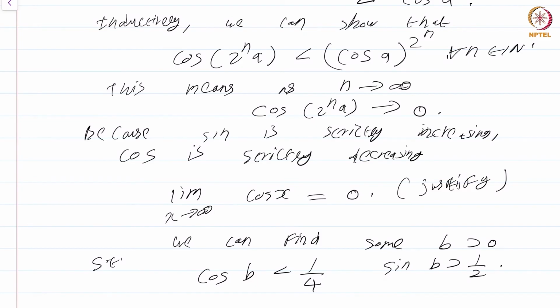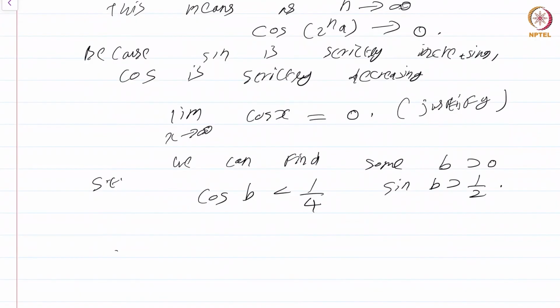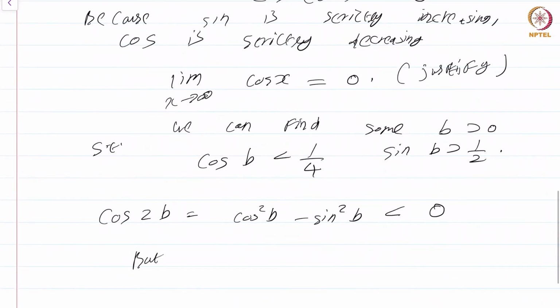Okay, how does this help us? Well, again you apply the identity. Cos 2b is cos squared b minus sin squared b. Okay, but cos squared b minus sin squared b, when you substitute 1 by 4 and 1 by 2, this will be less than 0. Okay, but cos x is strictly greater than 0 for all x. That's how we started. This is a contradiction.